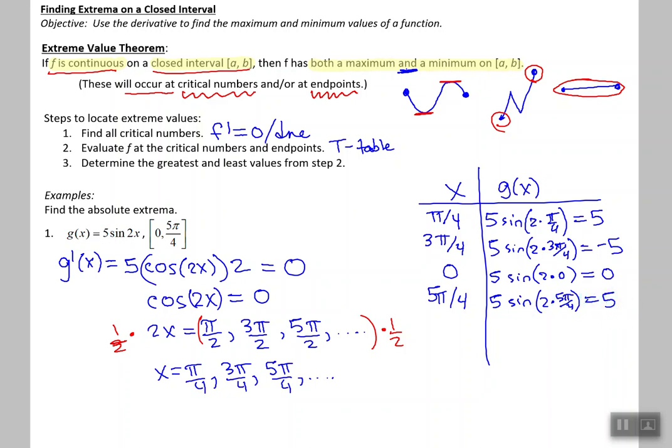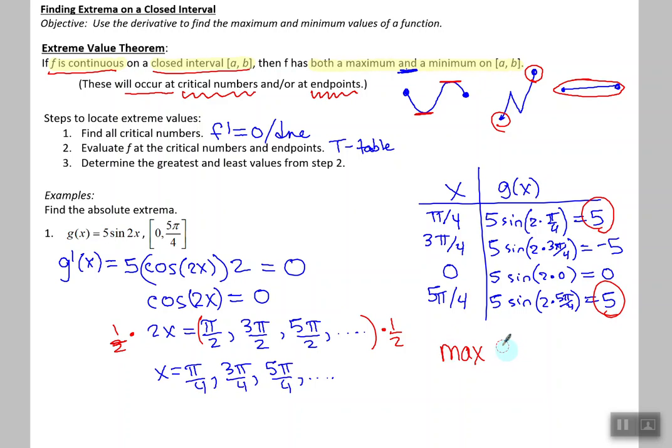So now we look for the greatest and least values of these function values, because remember, that's what the max and min mean, the greatest and least values. I see 5 is the greatest of these values. Now, it doesn't matter that it occurs at more than one place.